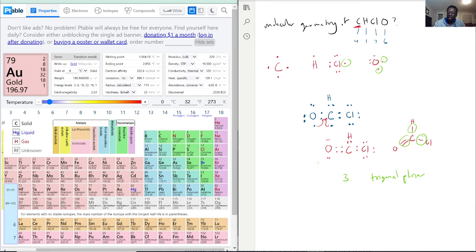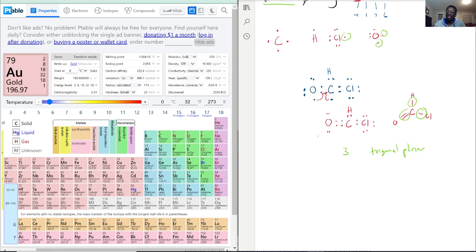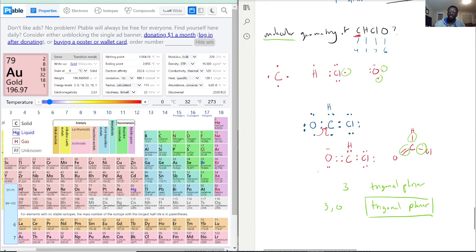But they're asking for the molecular geometry. And molecular geometry cares about whether you have a bond or you have a lone pair. Luckily for us, for carbon in the central atom, we have no lone pairs. We still have 3 bonds, 0 lone pairs. So the name actually just transfers. And it's still going to be trigonal planar for the molecular geometry of CHClO.